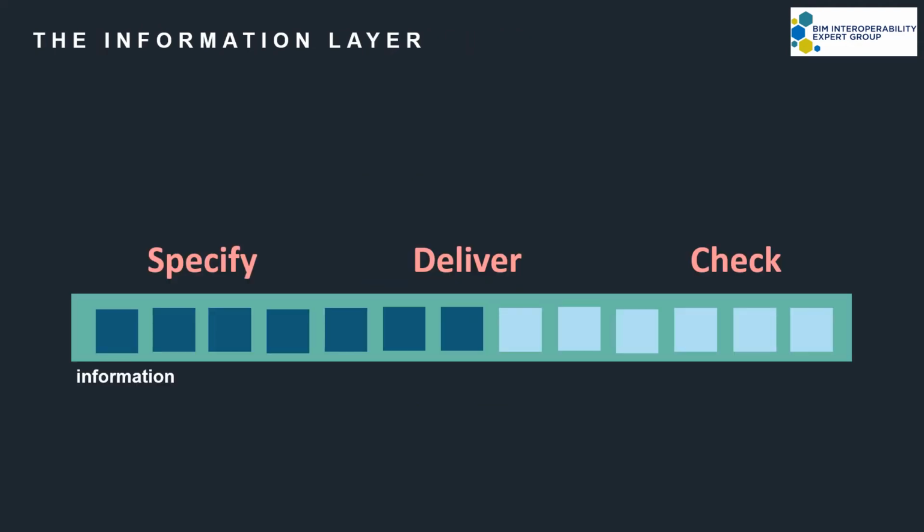To manage the information across the exchanges, we need to be far more consistent in specifying, delivering and checking it. Therefore, what we need is an information layer across the industry where unstructured and structured information can live together and gives us the rules for specifying, delivering and checking it. That doesn't matter if it's on capital works projects or for an annual lift inspection.